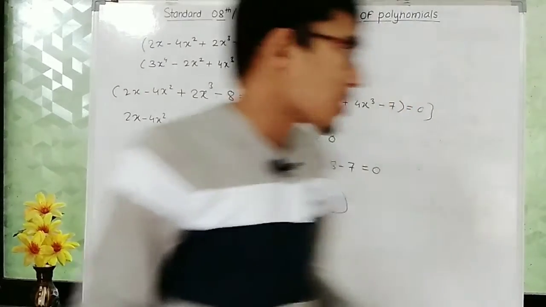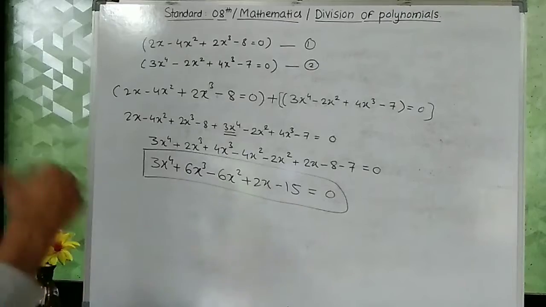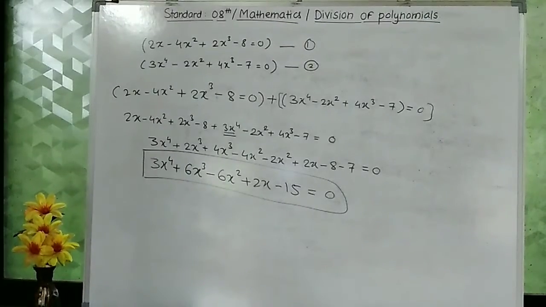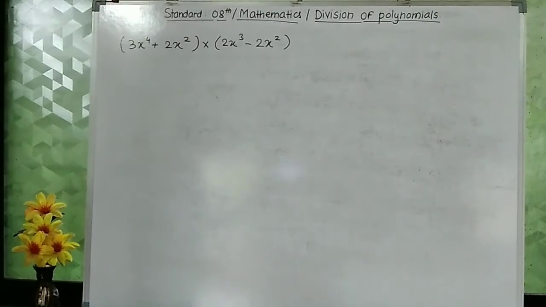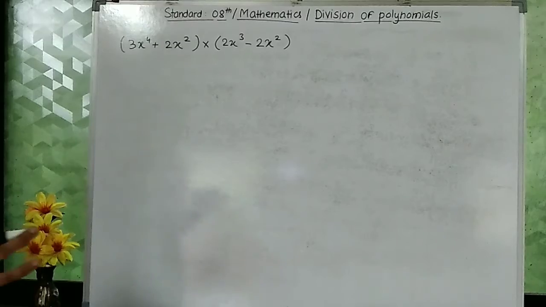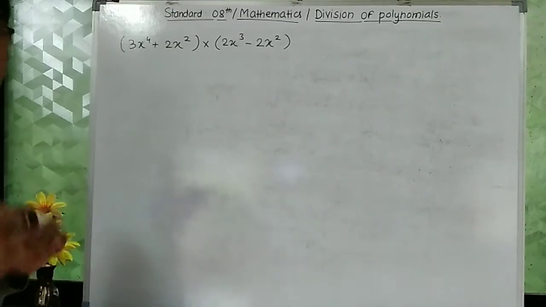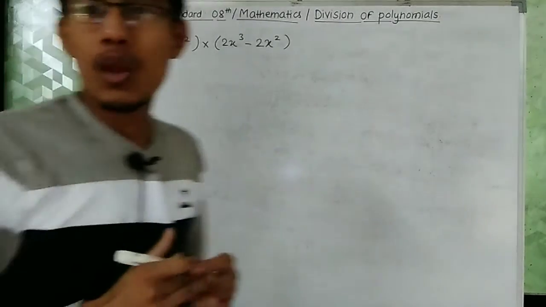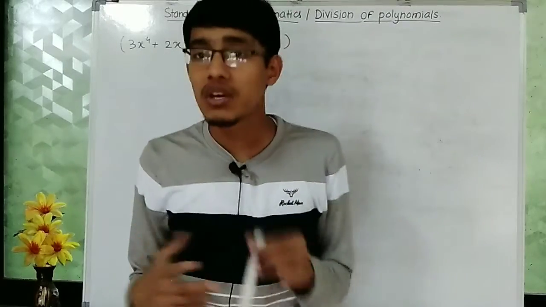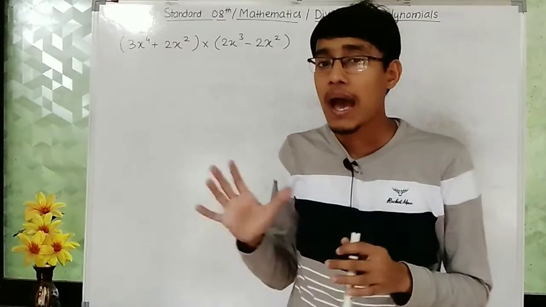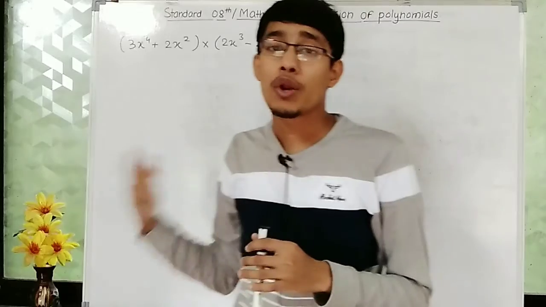Now let us see one more example for the multiplication of polynomials. Now we want to multiply 3x raised to 4 plus 2x square into 2x cube minus 2x square. Here you can see there are two polynomials given, and we want to multiply these two polynomials.